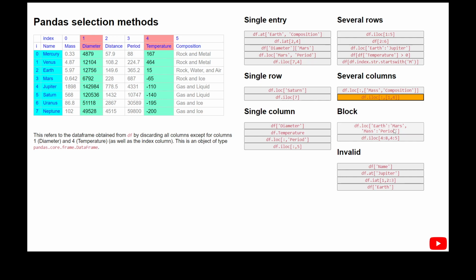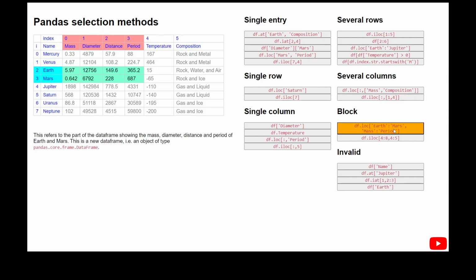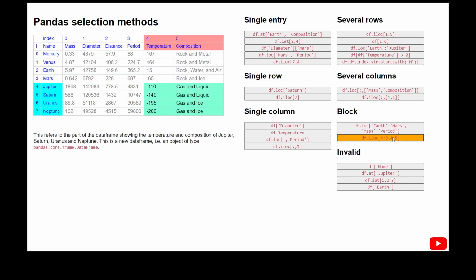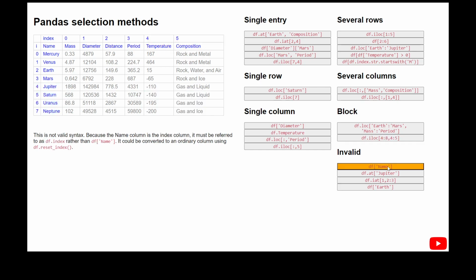You can combine these two things to select rows and columns. Here, df.loc from Earth to Mars inclusive, and from mass to period inclusive, gives us this little block of stuff shown here. Or the same thing with indices: here we've got rows 4 through 7, and the columns 4 and 5.